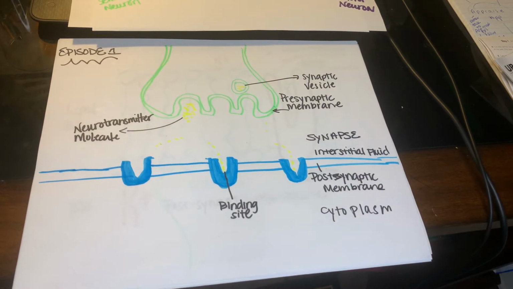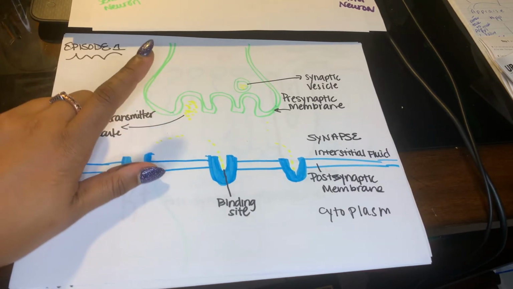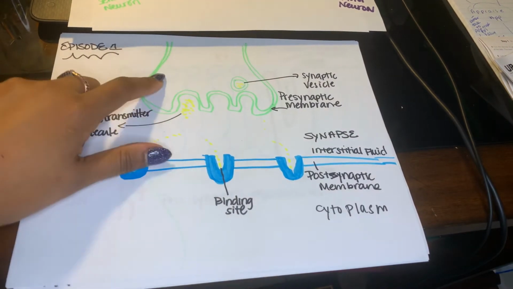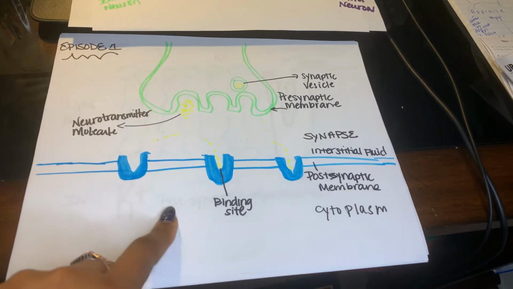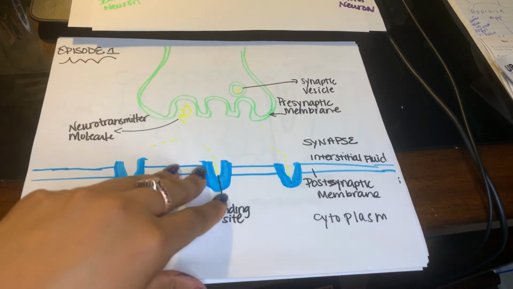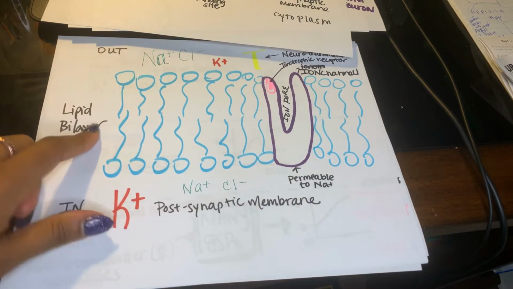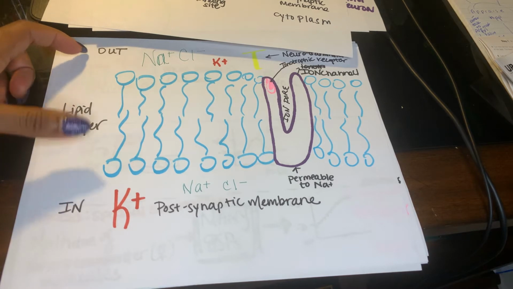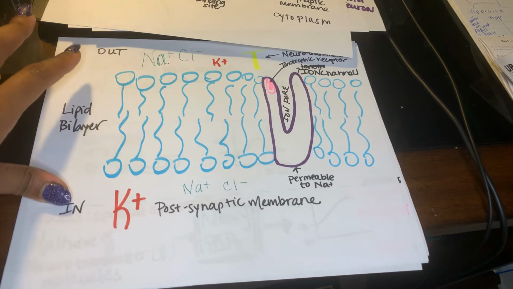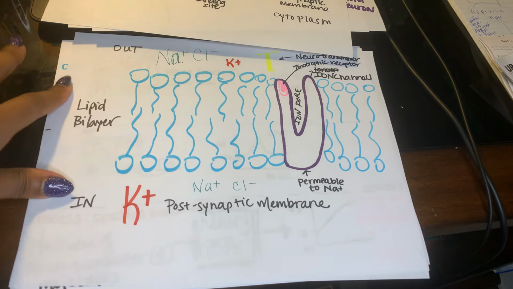Synaptic vesicles empty into the synapse between cell A and cell B. The postsynaptic membrane is actually made up of a lipid bilayer. So outside of the cell is interstitial fluid, and inside of the cell is cytoplasm, remember. The membrane between these two is the lipid bilayer.